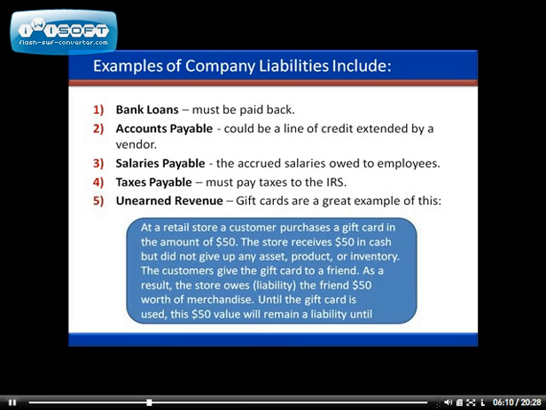And in turn, the customer purchases that gift card and gives it to a friend or family member, and as a result, that store owes the person who received the gift card $50 worth of merchandise. So basically, the store is in debt to the holder of the gift card until they use the gift card. So that's how a gift card is a liability as opposed to being an asset or actual sale.